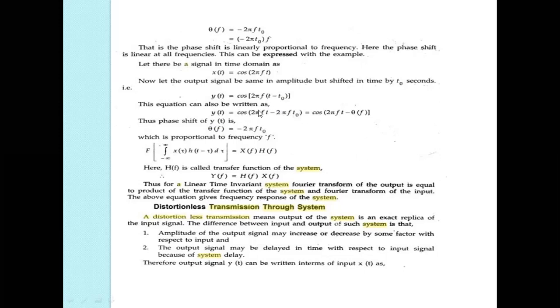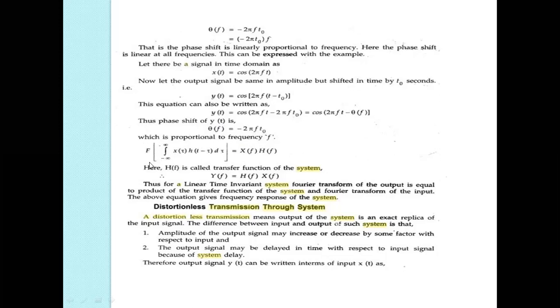So what is it? The cosine argument is 2 pi f t minus 2 pi f t naught, that is, theta of f. Minus 2 pi f into t naught is the theta of f value. Thus, the phase shift of y of t, theta of f, is equal to minus 2 pi f into t naught, which is proportional to the frequency.